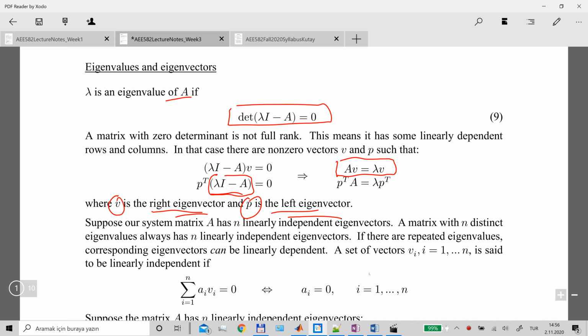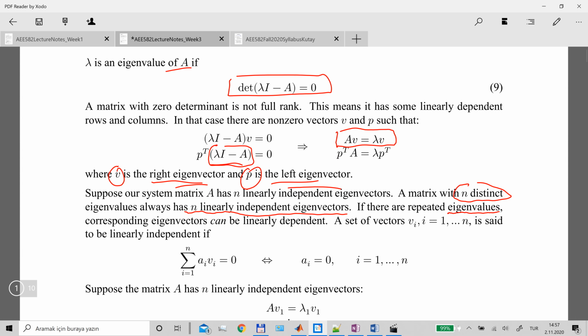So if these n eigenvalues are distinct, which means there are no repeated eigenvalues, then you will be sure that all of these eigenvectors will be linearly independent eigenvectors. If, however, you have some repeated eigenvalues, in that case, the eigenvectors corresponding to those repeated eigenvalues can be linearly dependent or can be linearly independent.